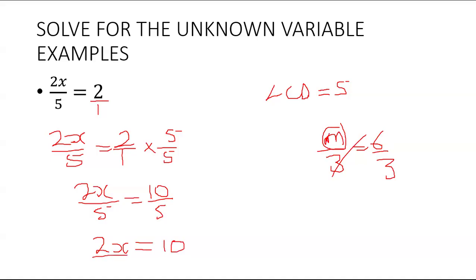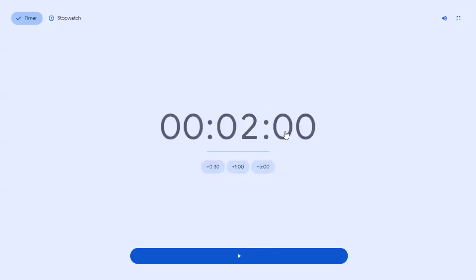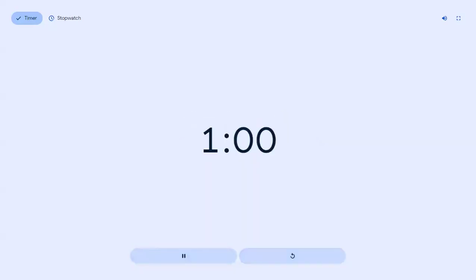To solve for x, I will need to divide both sides by 2. I will end up having x is equal to 5. That's it. Okay, try this one on your own. Let's go.